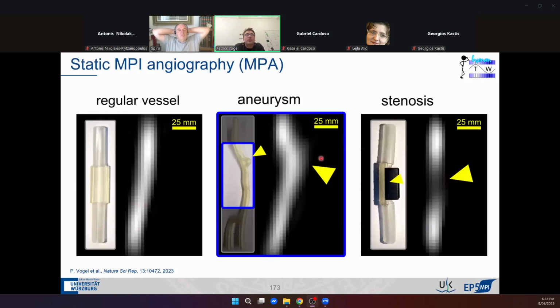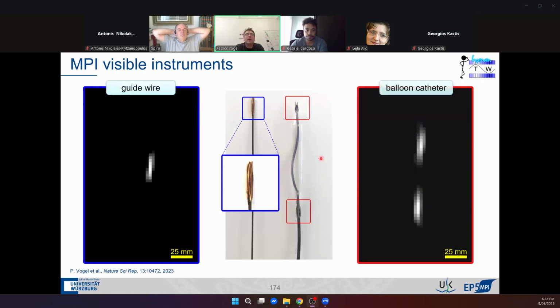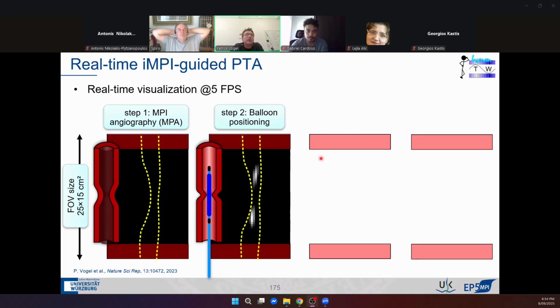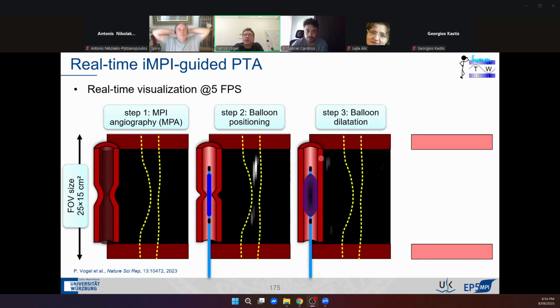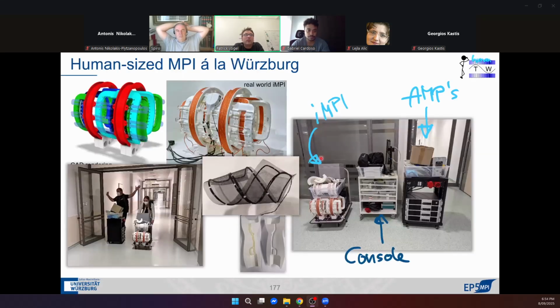Okay, so we can do more with that, of course. Vessel structures, aneurysms, stenosis we can use. We also can track instruments, guide wires, and balloon catheters. And then we could show that it is possible to perform real-time MPI-guided PTA, so percutaneous transluminal angioplasty, within a huge scanner. So angiography, the balloon positioning, the dilatation, so to open up the stenosis, and then, of course, the angiography after the treatment.